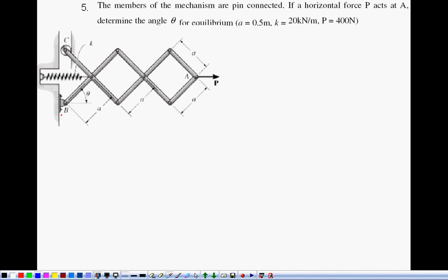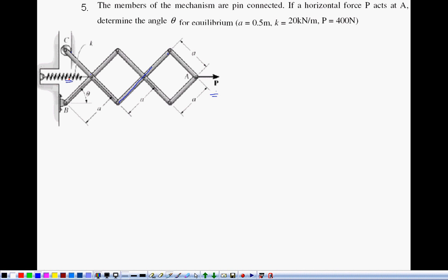Okay, for this mechanism given, all these are pins by which the rods like this, like this, like this are connected. This is a roller and this is a pin. What needs to be found out is for what angle theta this is in equilibrium. If there is a force P acting here and there is a spring over here.